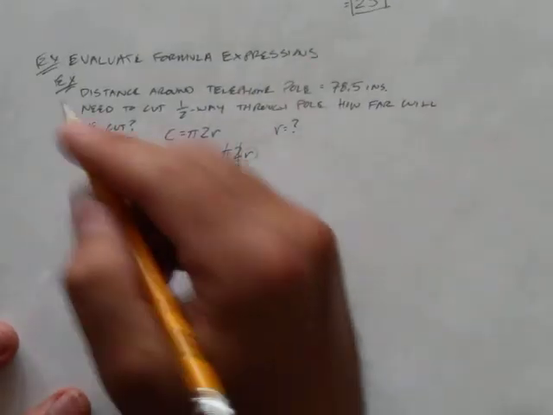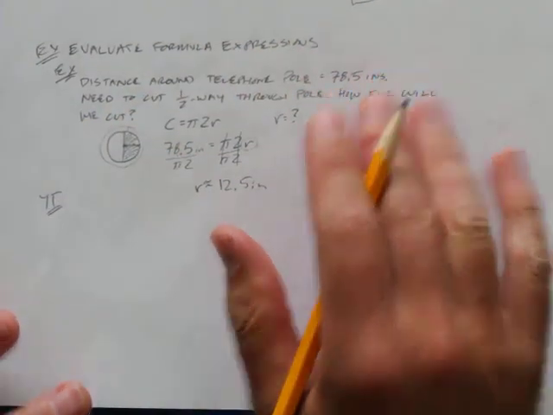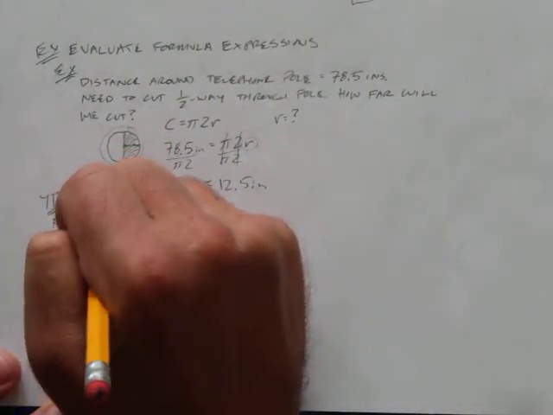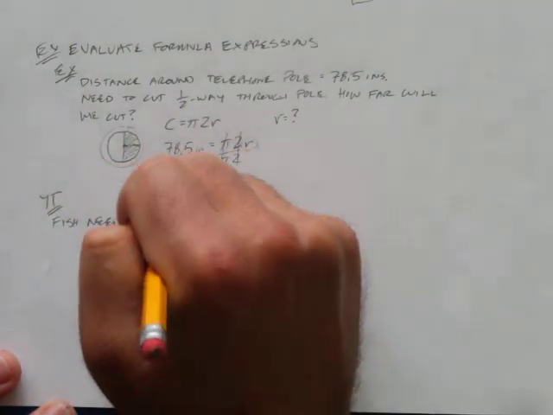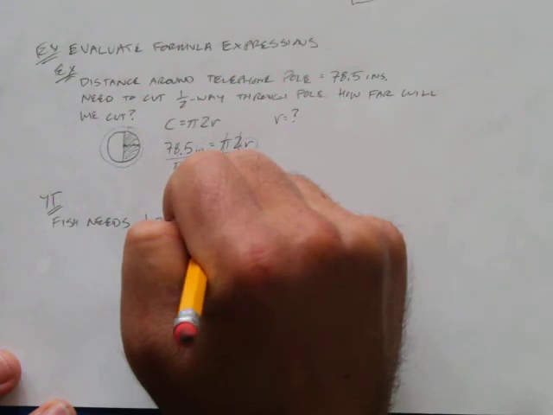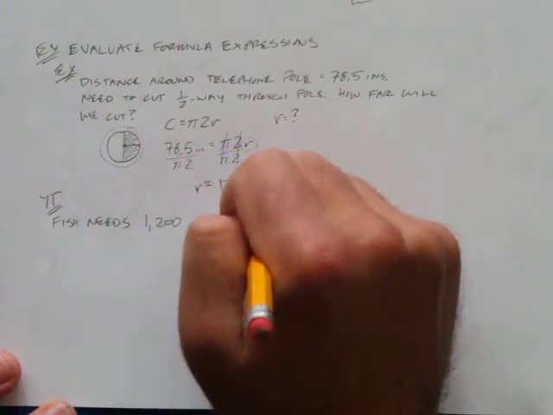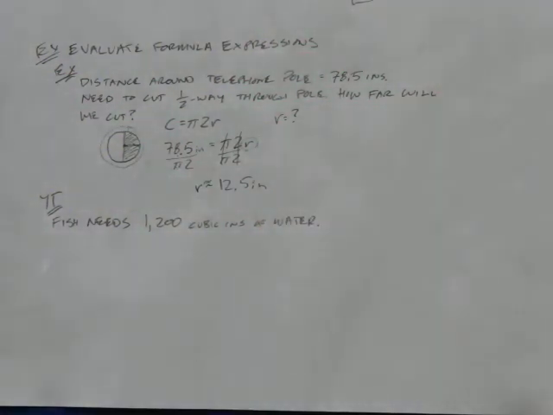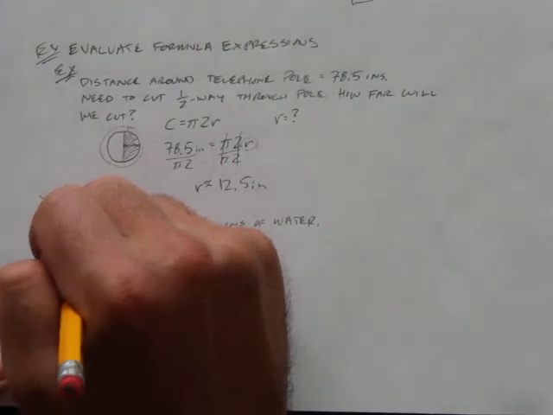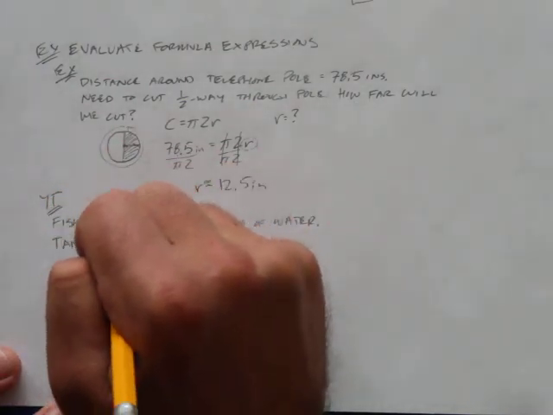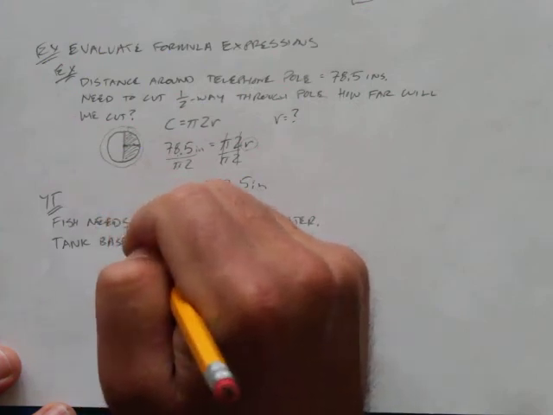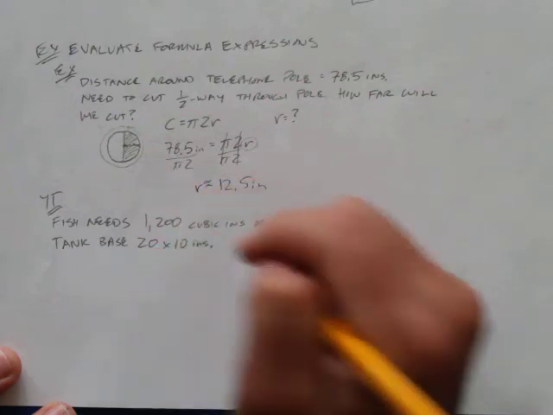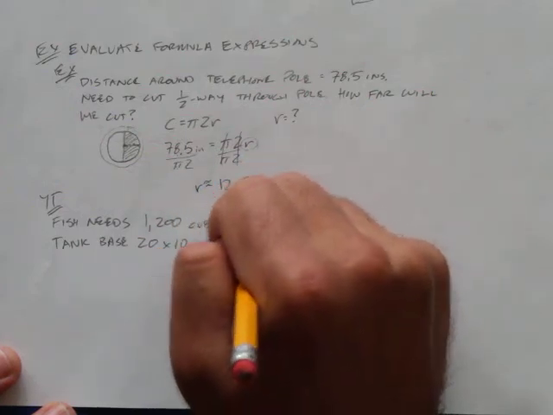Let's do a U-try, and then we'll be done with this section. A certain fish needs 1,200 cubic inches of water to live in, to thrive in. The base of the tank will be, okay, so we're making a tank, I guess, right? The tank base will be 20 inches by 10 inches. How tall does the tank need to be? How tall does it need to be?